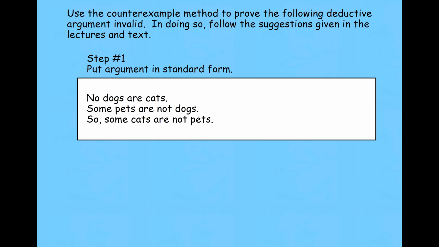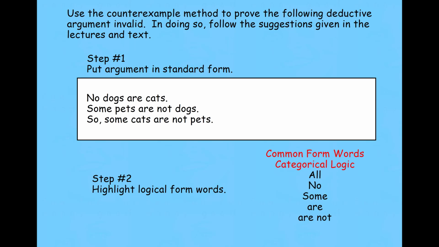Now that I've got the argument into standard form, the next thing I want to do is highlight the logical form words. Now, this is a categorical logic argument, so I want to use the categorical logic form words. I want to highlight those. Again, you may want to stop the video, see if you can do this yourself, then start the video and see how what you did compares to what I did.